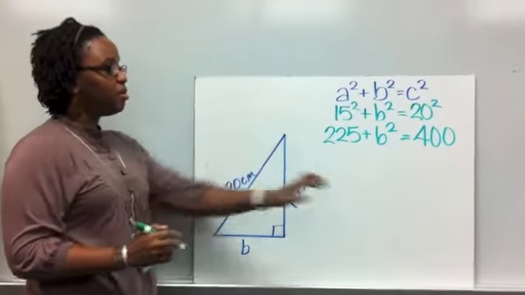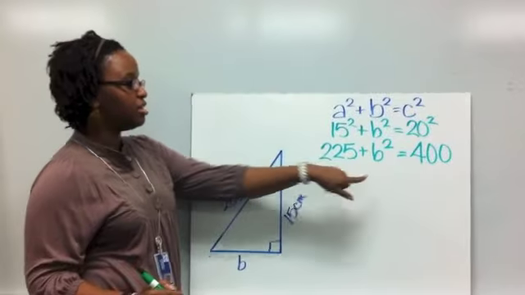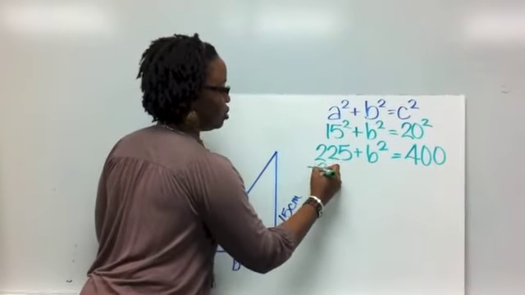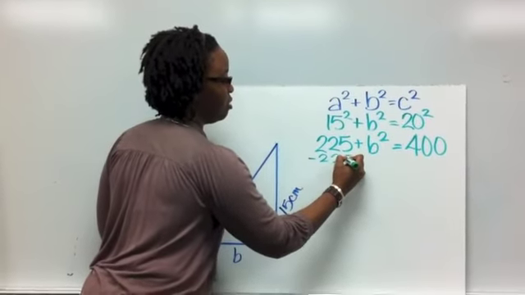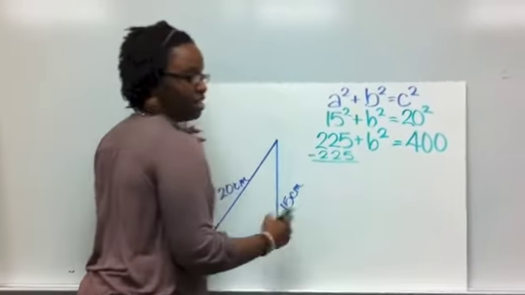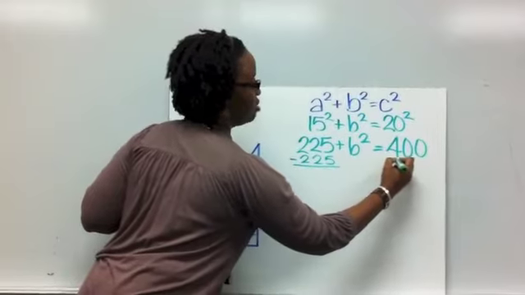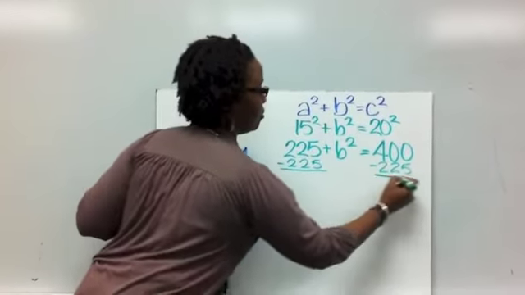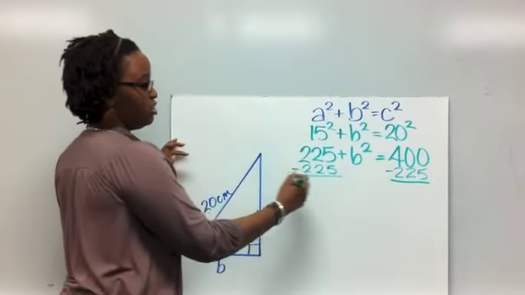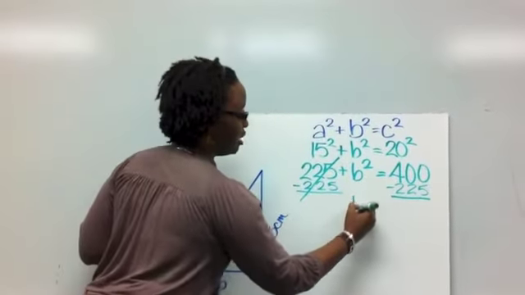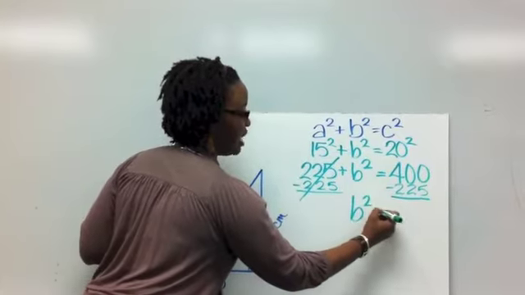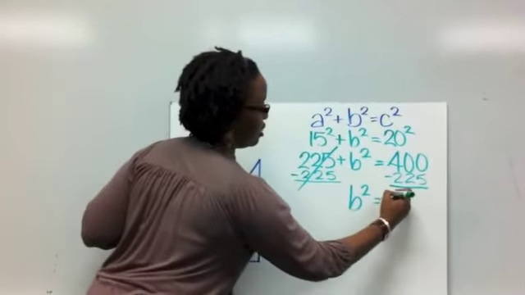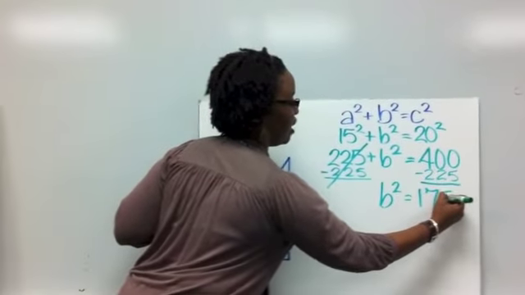From here, we're trying to isolate our variable, so we need to get rid of this positive 225. We can do that by subtracting 225. And remember, whatever you do to one side of the equation, you have to do the same thing to the other side. So we're going to subtract 225 from each side. 225 minus 225 is 0, so we're left with b squared on the left side of the equation. On the right side, 400 minus 225 is 175.